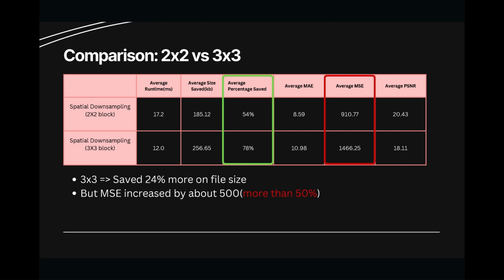But this, however, was also accompanied by a decrease in quality, as indicated by the increase in MSE of approximately 50%, while the runtime remained relatively consistent as anticipated. Upon careful consideration, we have determined that a block size of 2x2 is a more favorable approach as it is a better balance of loss and compression.